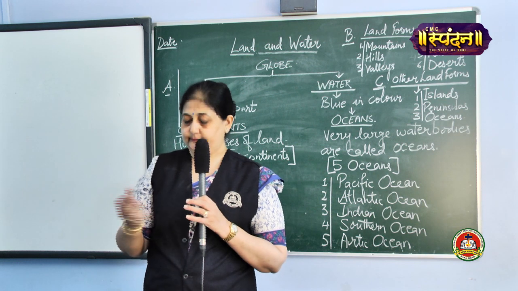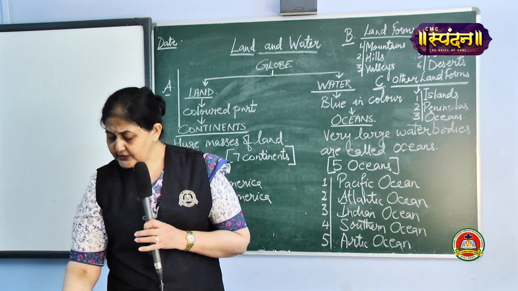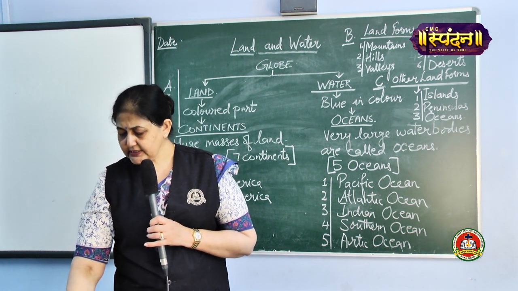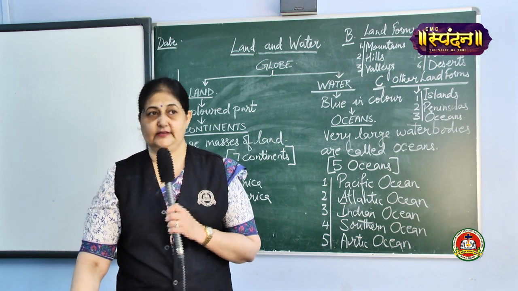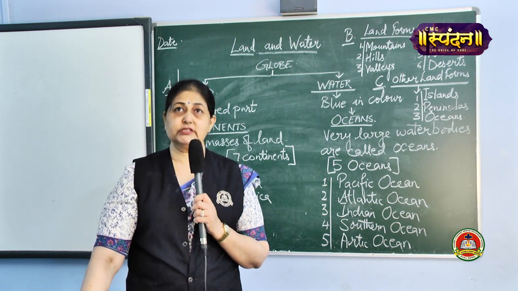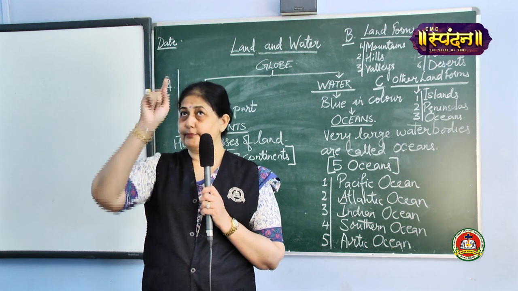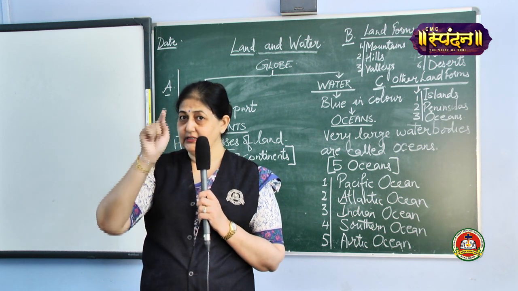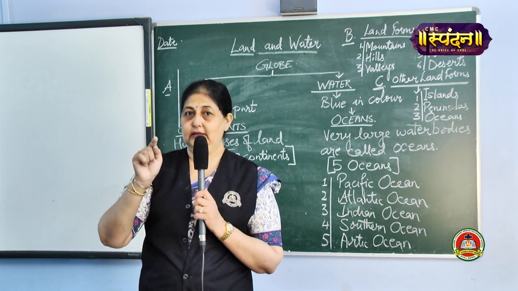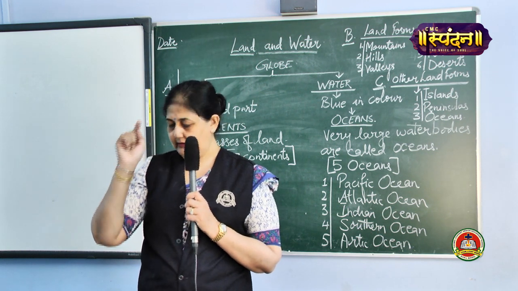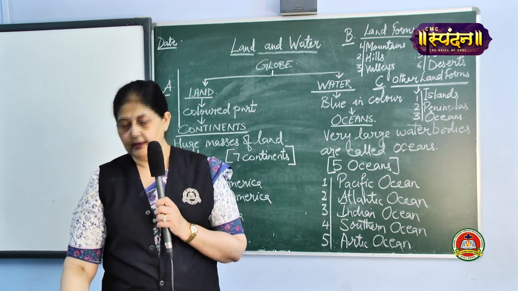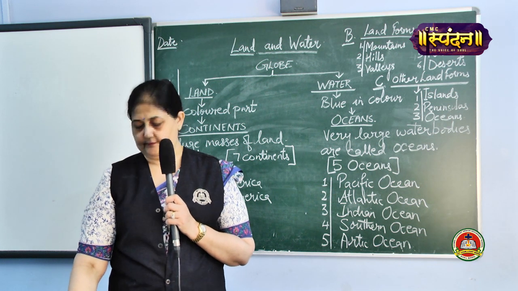Okay? Now, let's check. What is the top of a mountain known as? Yes, children, I told you. What is the tip of the mountain known as? The pointed part of the mountain? It is called the peak. P-E-A-K. Please write there. Peak. P-E-A-K. Right?